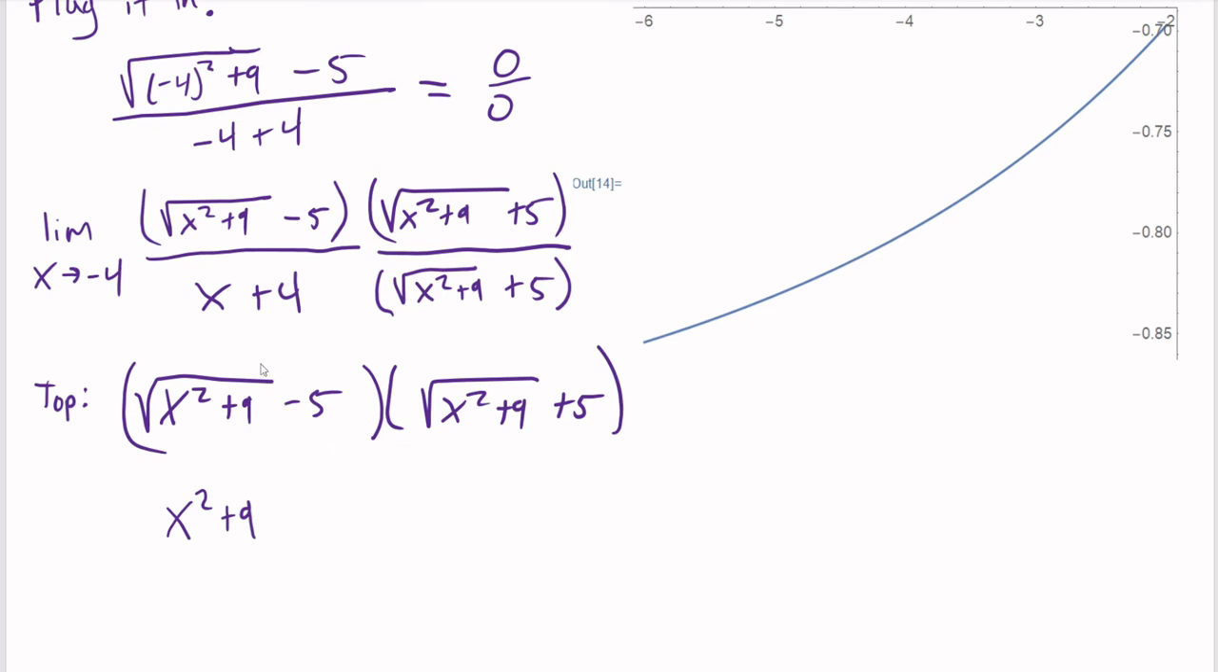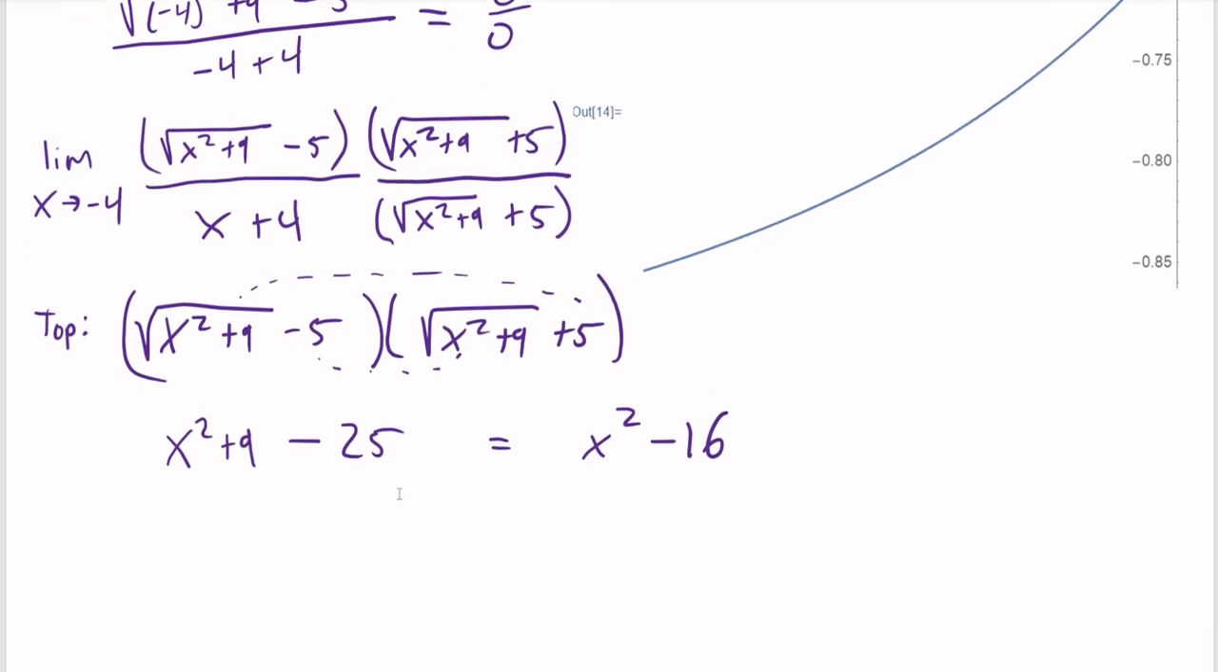Because what's going to happen? I'm going to get this one with a plus 5 and this with a minus 5. That means they cancel to be 0. And all I'll have left is the negative 5 times 5. Look at that. That whole top mess cancels to x squared minus 16.